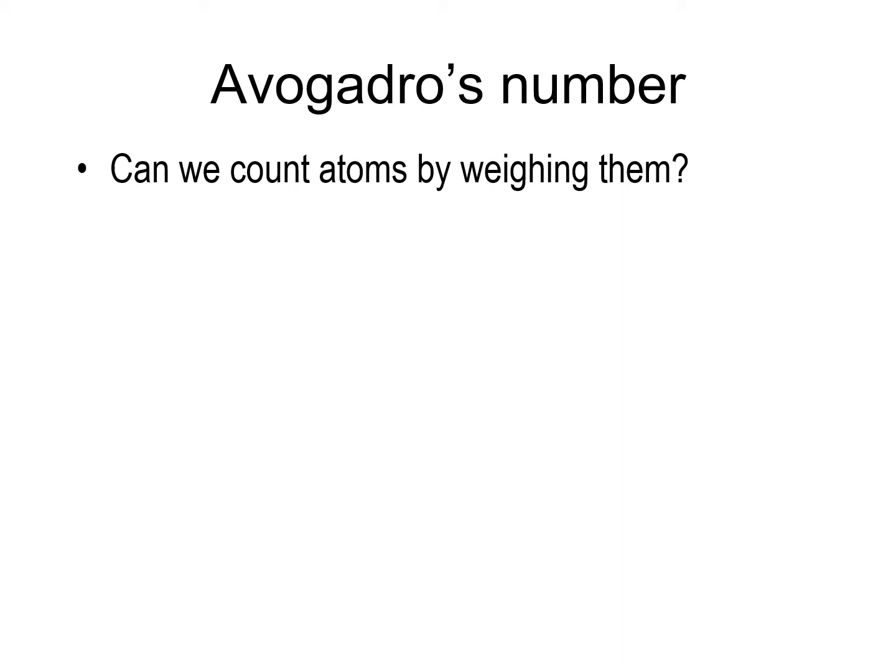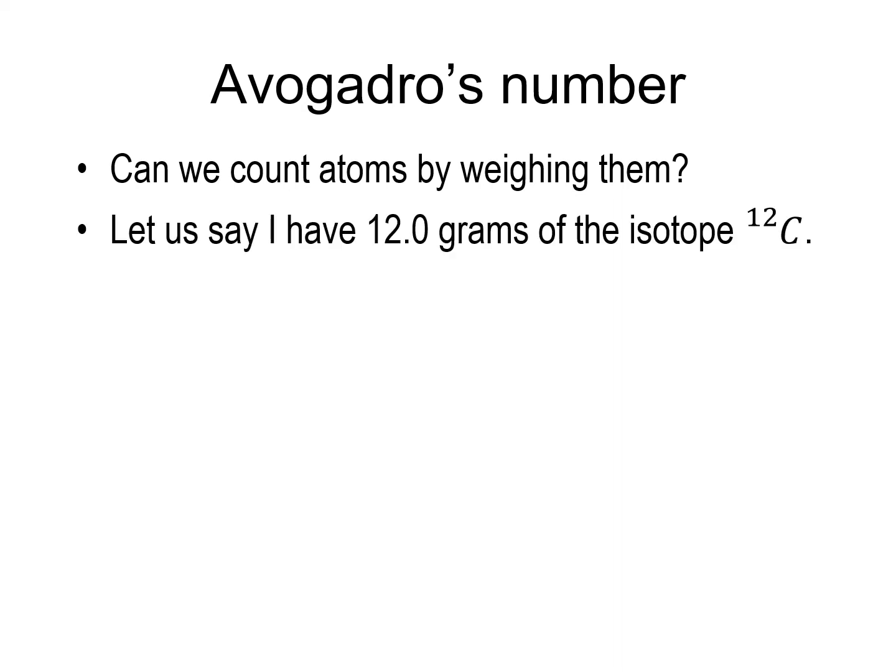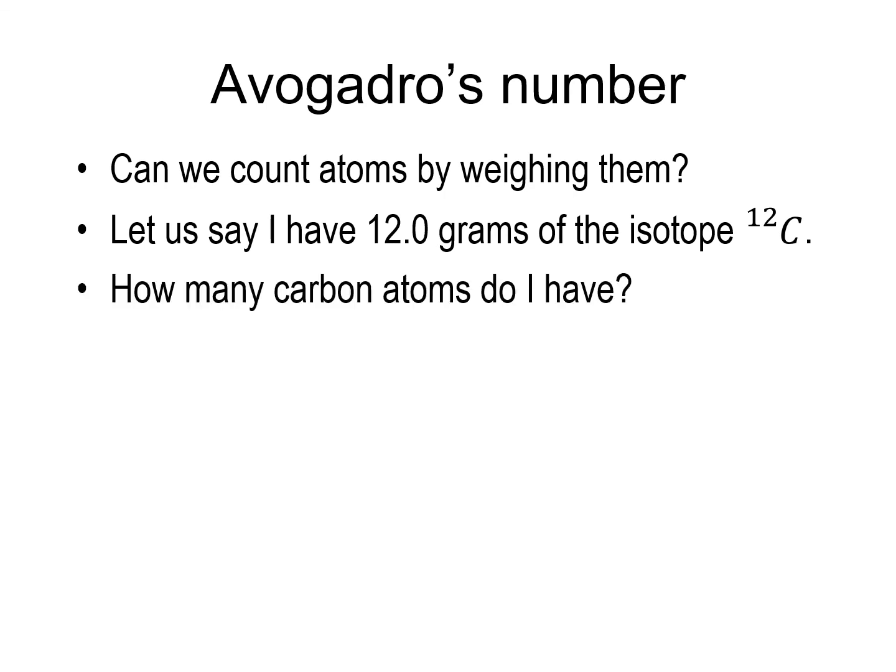So, can we count atoms by weighing them? Let's say I have 12 grams of pure carbon-12. All the other types of carbon, carbon-13 and carbon-14, have been removed. How many carbon atoms do I have if I have 12 grams of carbon? I'm trying to count by weighing. So I've weighed it, I've got 12 grams, now I want to count.